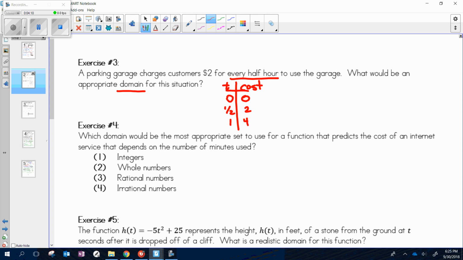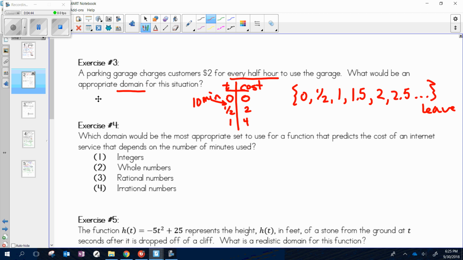So 1 hour, $4. So an appropriate domain would sort of be the list of numbers 0, 1/2, 1, you could say 1.5 or 1 1/2, 2, 2.5, and so on, as long as you're staying in the garage. It doesn't really go off to infinity. It would be until you leave the garage, right? Another way of saying appropriate domain is what types of numbers do you see here? And you could also stay less than half an hour, like for 10 minutes. So technically, you can see any number from 0 on up. T is greater than or equal to 0.